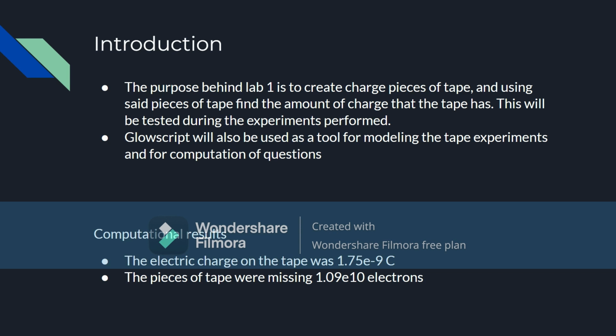Computational results. The electric charge of the tape was 1.75 e to the negative 9 coulombs, and the pieces of tape were missing 1.09 e to the 10 electrons.